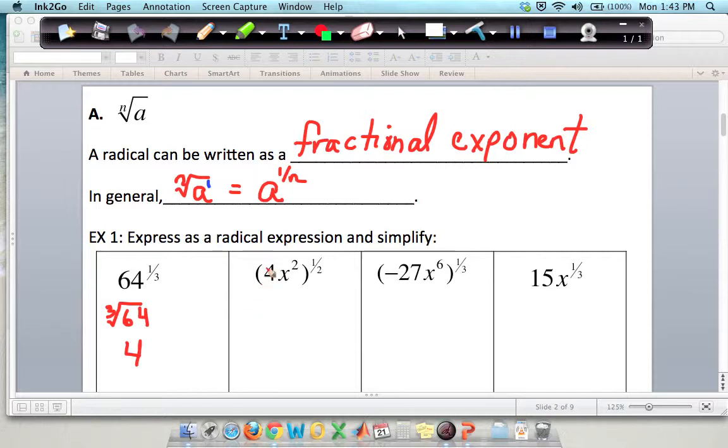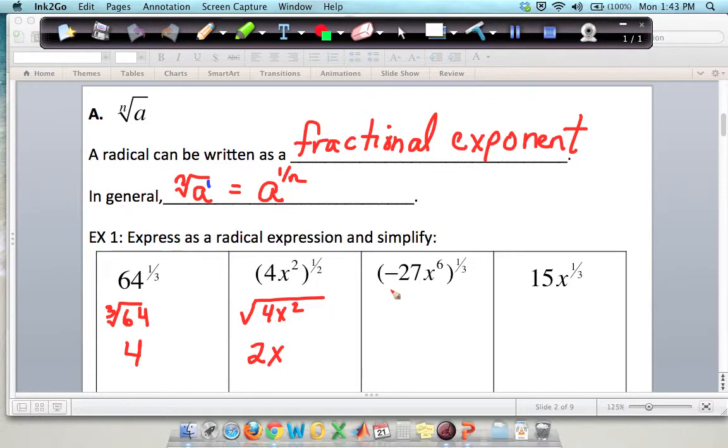The second one, we have 4x squared in parentheses, all raised to the half power, and that 2 means we have an index of 2, or it's a square root. And remember, we don't need to write that 2 for the square root of all of 4x squared, since all of that was in the parentheses. And then we're going to simplify this. The square root of 4 is 2. The square root of x squared, 2 goes into 2 one time. So 2x.